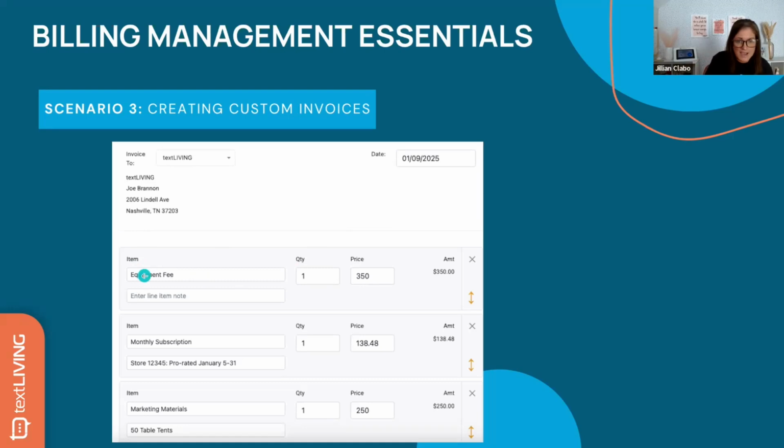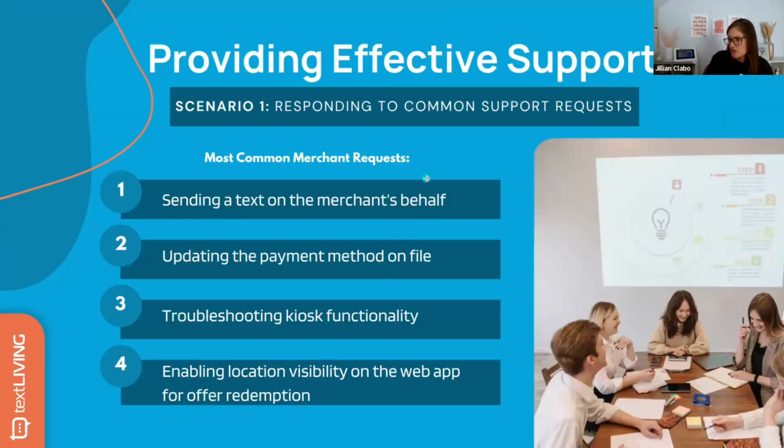So you can see you can add line items, quantities, the price per quantity, and then it'll send the invoice to them. Let's see, effective support. So providing effective support in some kind of scenarios here. So responding to common support requests.